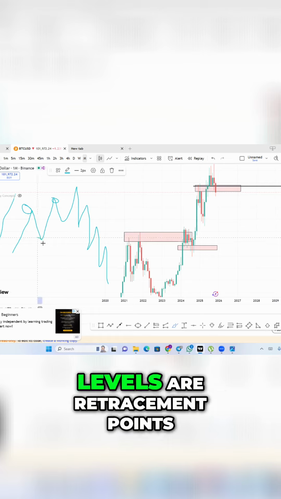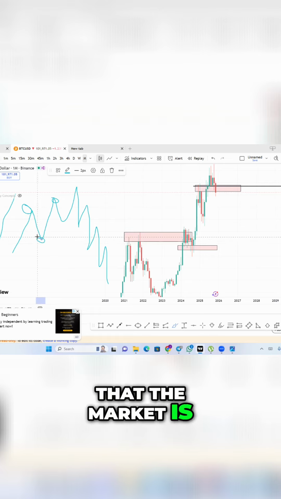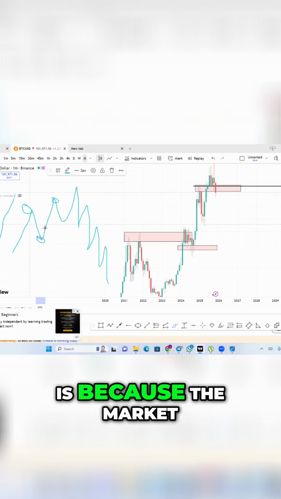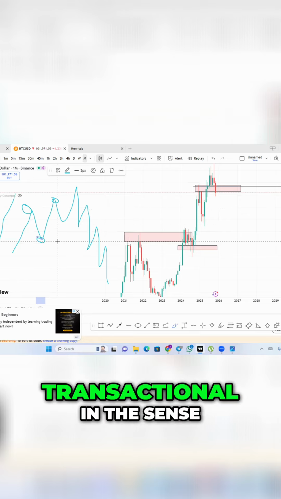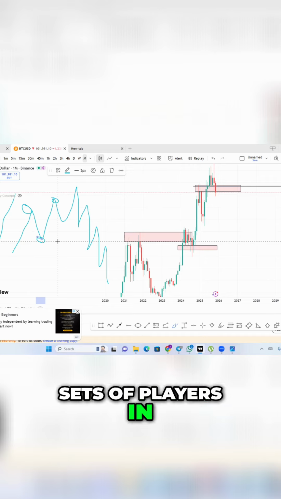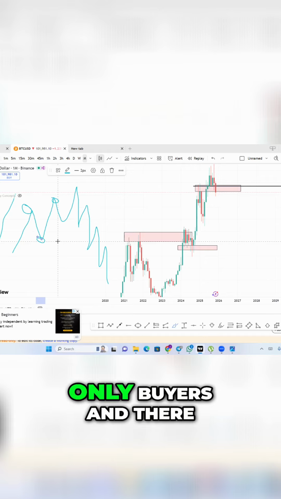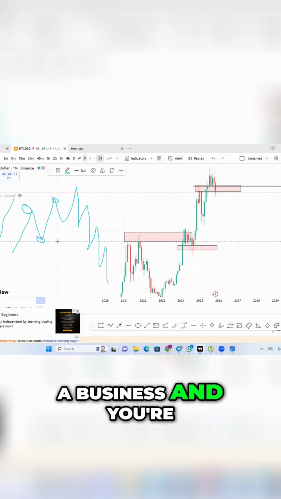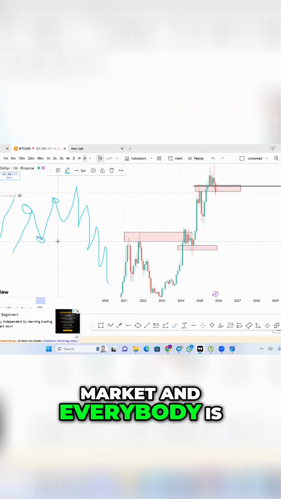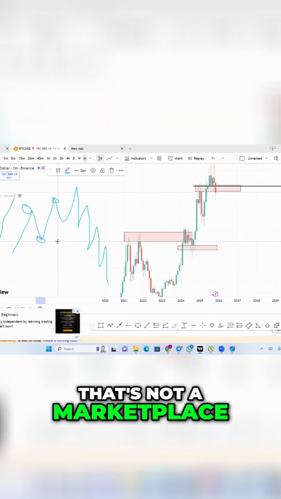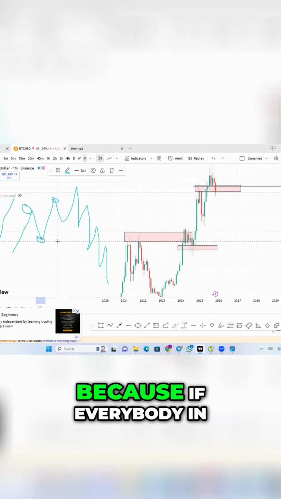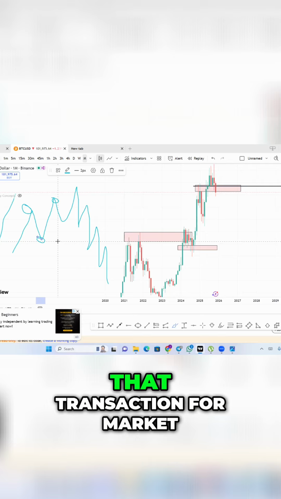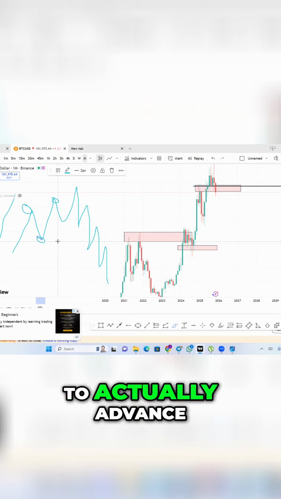So all of these levels are retracement points that market is actually looking out for before it takes another impulsive move. This is because the market is transactional. Transactional in the sense that we have two sets of players in the market, buyers and sellers. So if there are only buyers and no sellers, it's not a complete deal. Just imagine you want to do a business and you're just selling. You go to a market and everybody is selling and there is no buyer there. That's not a marketplace. There is no transaction going on in there, because if everybody in there is selling, who is going to buy? So there must be that transaction for market to actually advance.